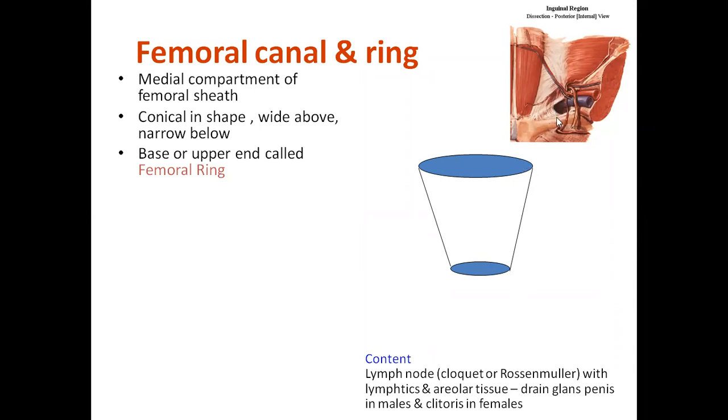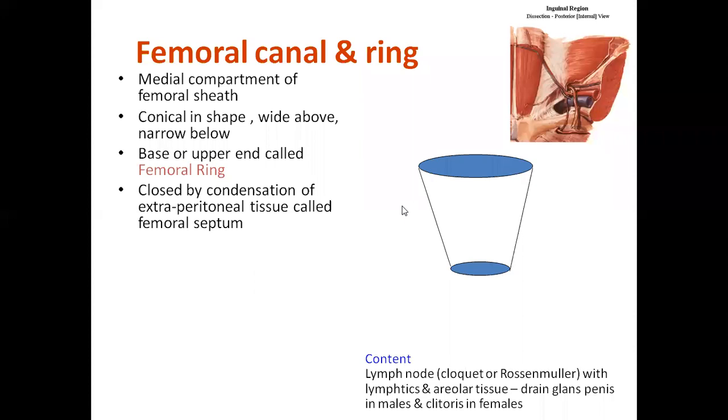So this area, what we can see here, is the upper end, that is femoral ring, closed by condensation of extraperitoneal tissue called femoral septum. Now what you can see in this diagram is the inner view of the anterior abdominal wall, lower part. So it's an internal view. We can see the artery and vein in this diagram. It is the right side, and we are seeing the inner view. So this is a femoral canal. The top of it, the base of it, is called femoral ring.